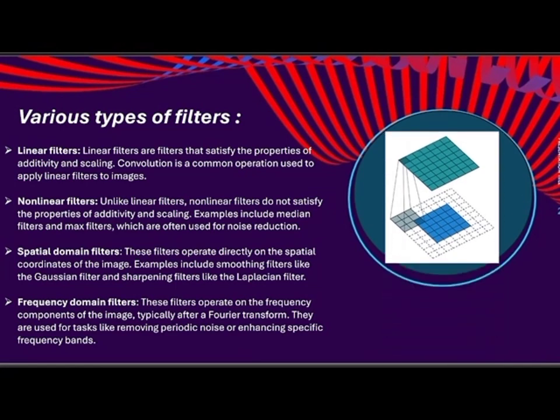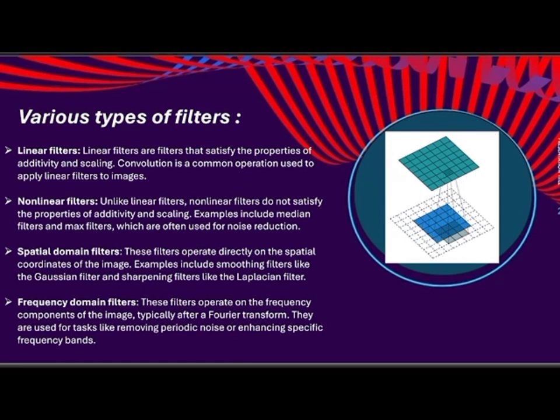Filters have various types. Let us see what they are. The first is linear filters. Linear filters are filters that satisfy the properties of additivity and scaling. Convolution is a common operation used to apply linear filters to images. The second is nonlinear filters. Unlike linear filters, nonlinear filters do not satisfy the properties of additivity and scaling. Examples are median filters and max filters, which are often used for noise reduction.